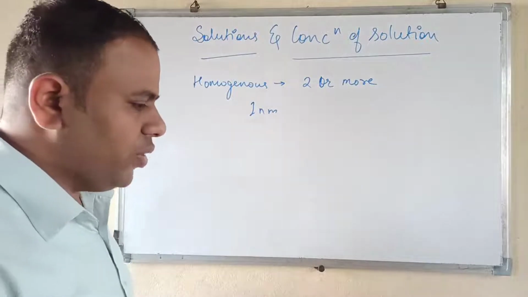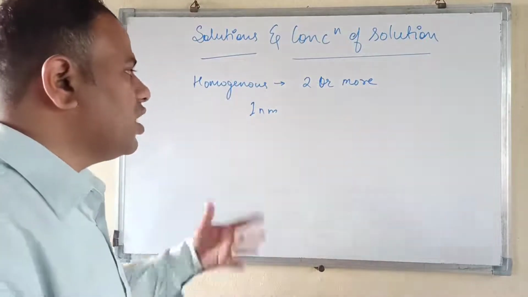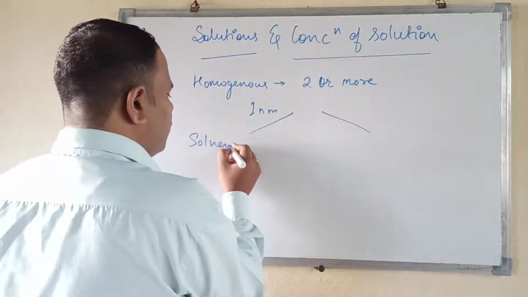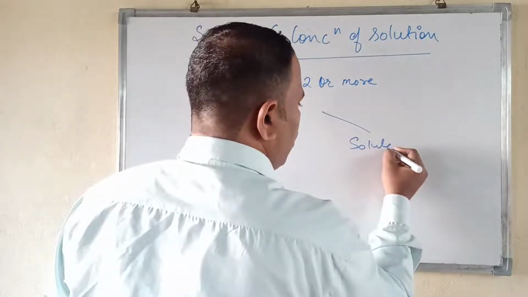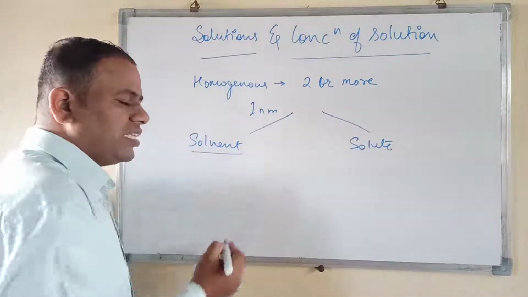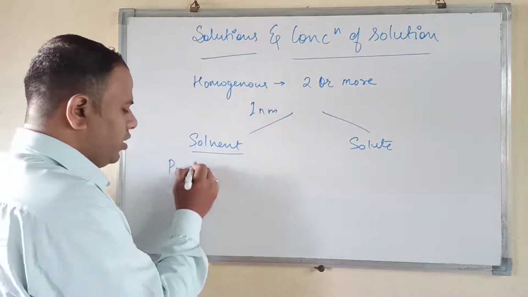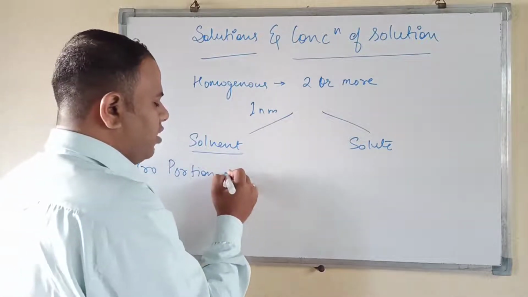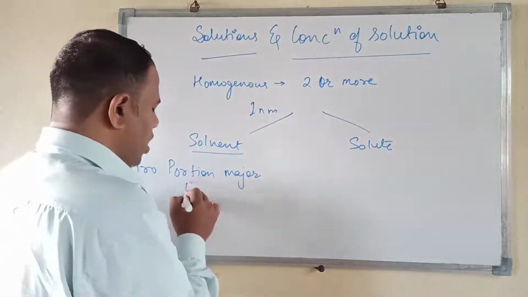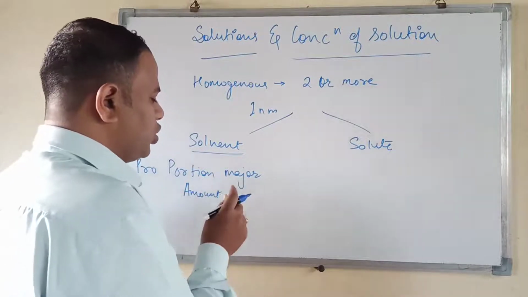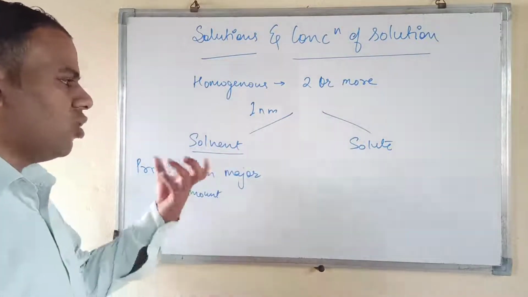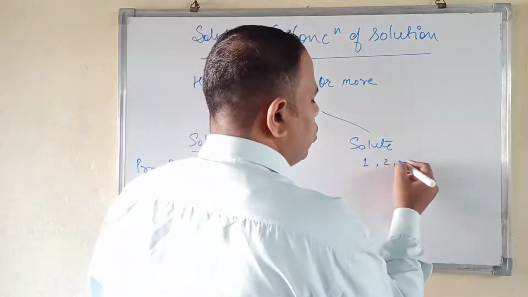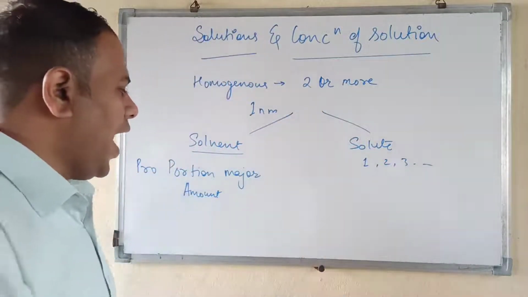Now today in this video we are going to see the types of solution and what the constituents of solution are. There are two major constituents of solution. First is solvent, second is solute. Solvent is the portion of solution which is present in major amount. If the amount of a substance is more, it is called the solvent, and it dissolves the solute. Solutes can be 2 or more and they are dissolved in the solvent.